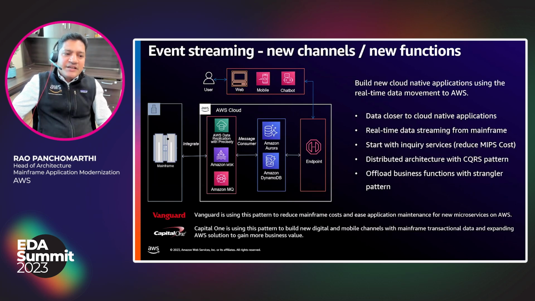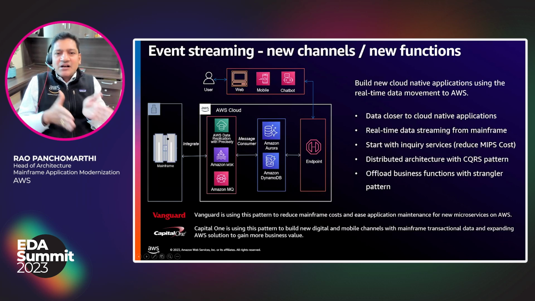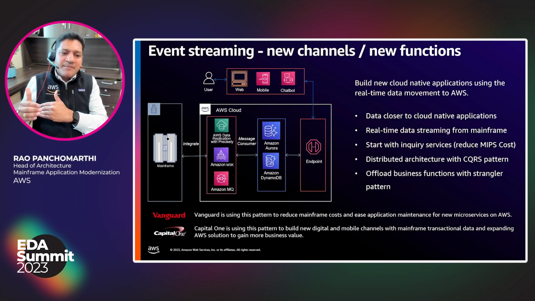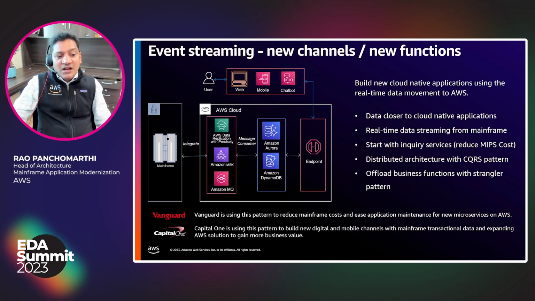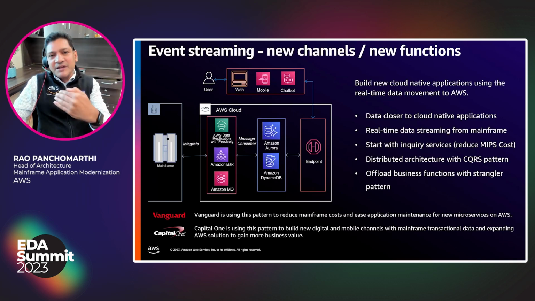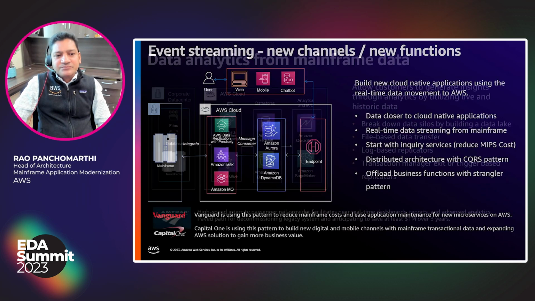So here, by using event-driven architecture, you are publishing events out of your mainframe into either MSK or MQ, and those events are consumed by your cloud native services, loaded into the database, and can be exposed as APIs to your digital channels. Vanguard and Capital One started this journey around 5 years back, and most of their inquiry services that used to run on the mainframe have actually moved away from the mainframe and run on AWS to reduce their costs and also unlock the value of the data for digital integration and generating quicker customer insights.